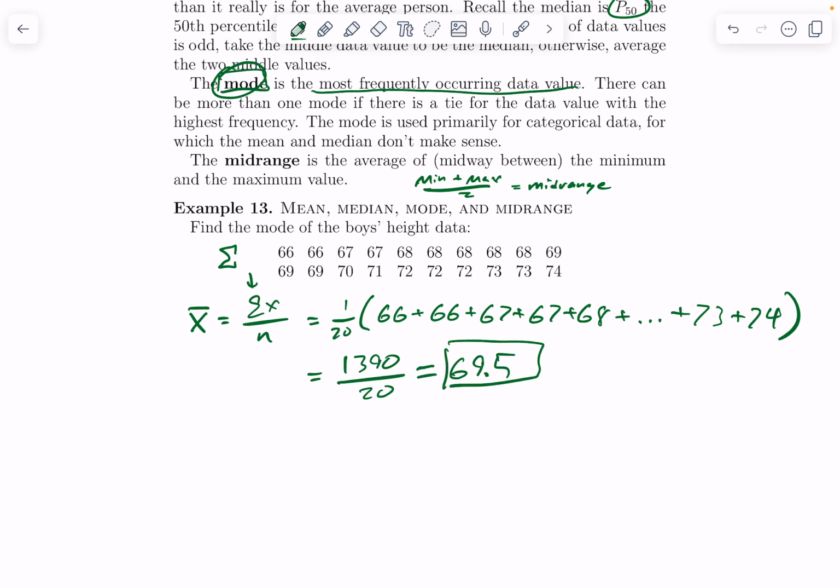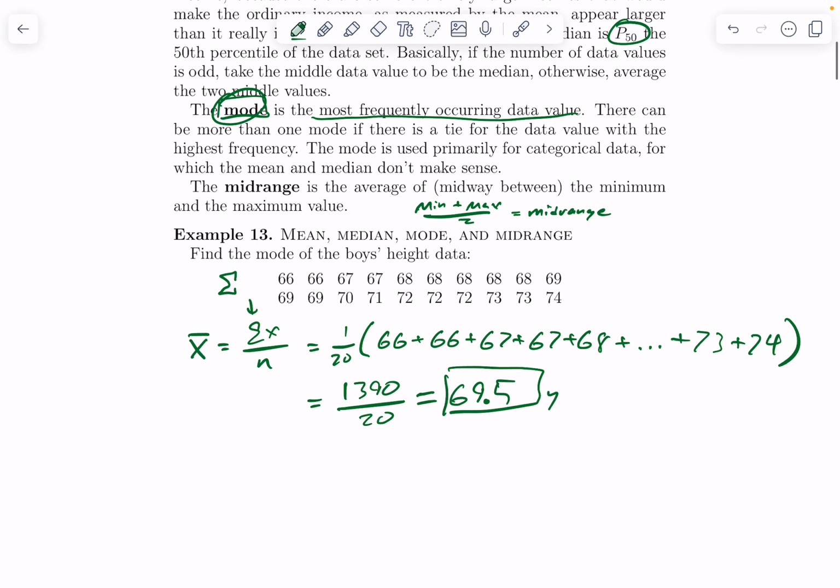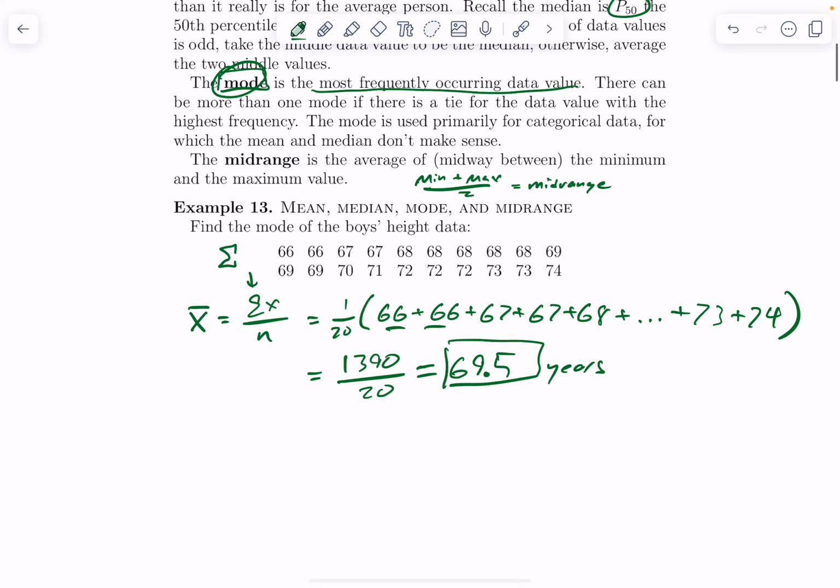Now notice I rounded it to 0.5, and what's the unit on that? That is going to be years. If I add up years, I get years. If I divide by some unitless number like 20, then I still get years. So the unit on this is years.